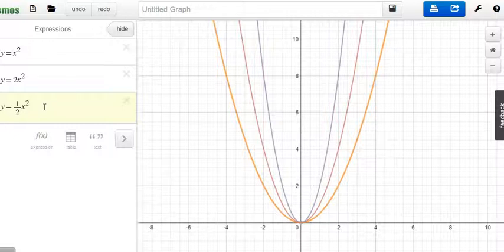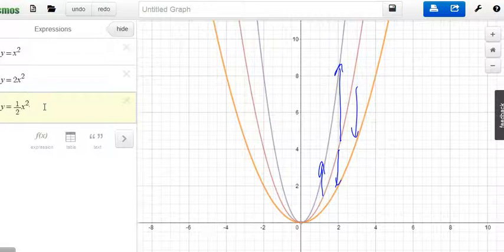Vertically, we're talking in an up-down direction. It's vertically expanded, right? And compared to that, this one, 1/2 x squared, is compressed. If we're talking horizontally, that's a horizontal compression, right? But we're talking vertically. We won't do horizontal until next year.